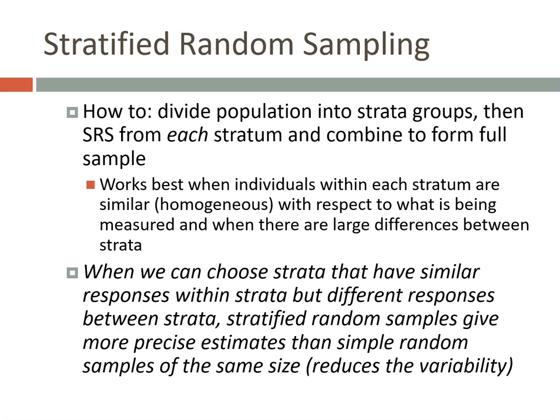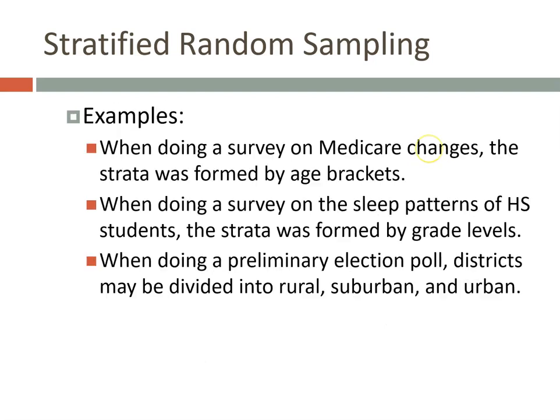Let's look at a couple of different examples of ways that you can do stratified random sampling. If you're doing a survey on Medicare changes, you could do your strata based on age brackets, because within different age brackets they might have similar opinions, but between different age brackets they might be different. If you're doing a survey on sleep patterns of high school students, you could do strata based on grade levels. Maybe freshmen have similar sleep patterns, and seniors also have similar sleep patterns, but they're different between the two grades. And when doing a preliminary election poll, districts may be divided into rural, suburban, and urban. Perhaps those districts are similar within them, but different between them.